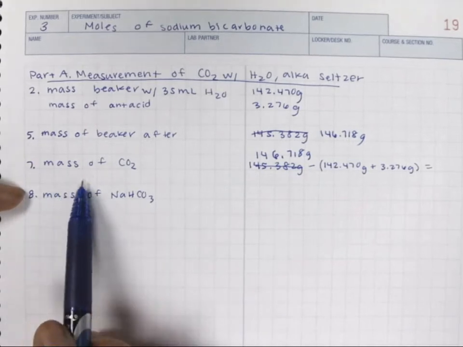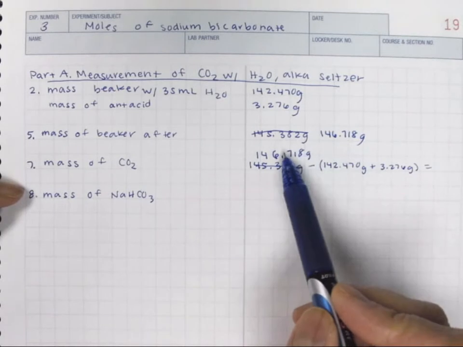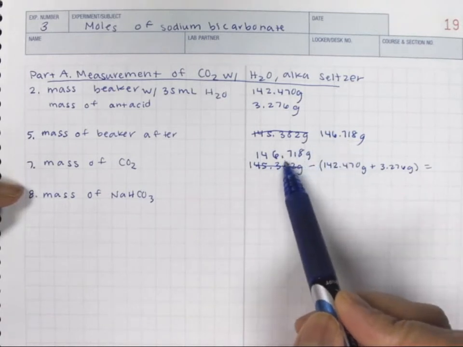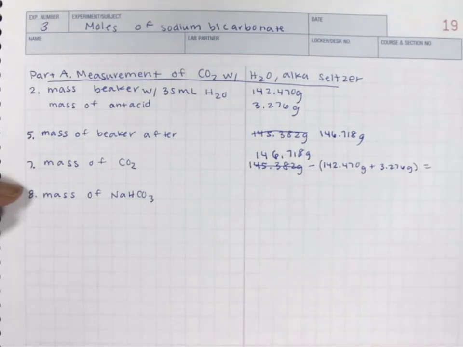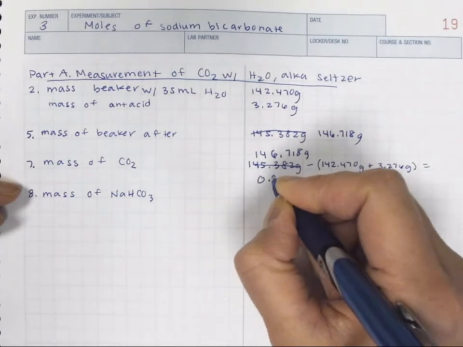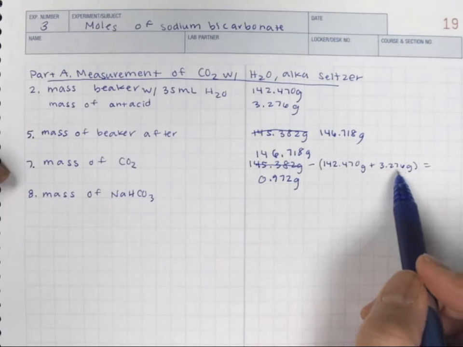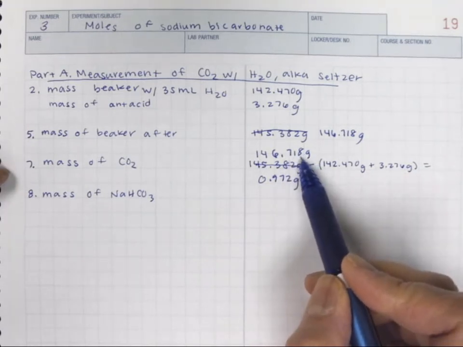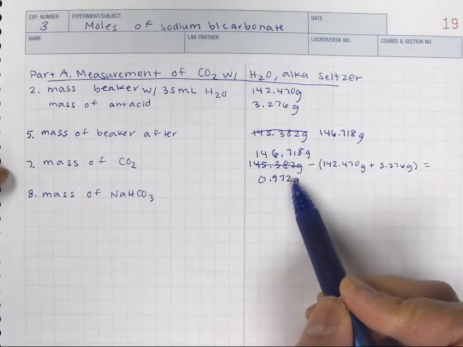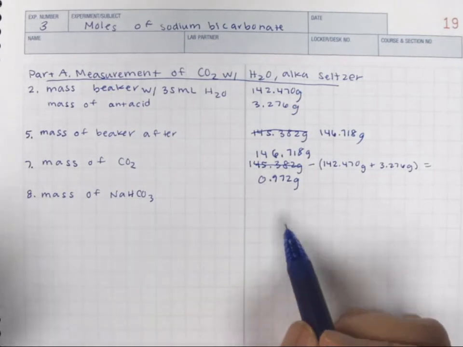And then to determine the mass of just the carbon dioxide, you would take the mass of the beaker with all of the contents plus the tablets and everything, and then subtract the mass of the empty beaker plus the mass of the tablet. In this case, when I do the calculation, I get 0.972 grams. And this is all subtraction. My significant figures here are based on the number of decimal places. So this would be 3 decimal places, so I get 3 decimal places here. So my value will have 3 sig figs.